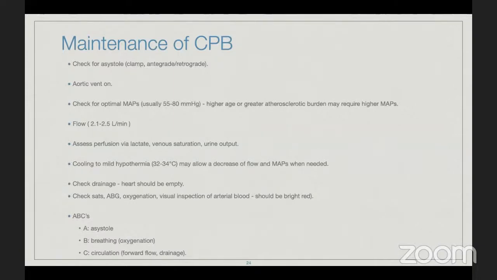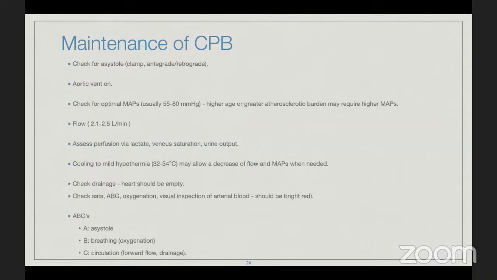And check for proper drainage. The heart should be empty throughout the case. And check for stats, ABG, oxygenation, and visually inspect the arterial blood. It should be bright blood all throughout the case to ensure proper oxygenation. So the ABC for this step is proper asystole, breathing, which means oxygenation in this case, and circulation with good perfusion for the organs.